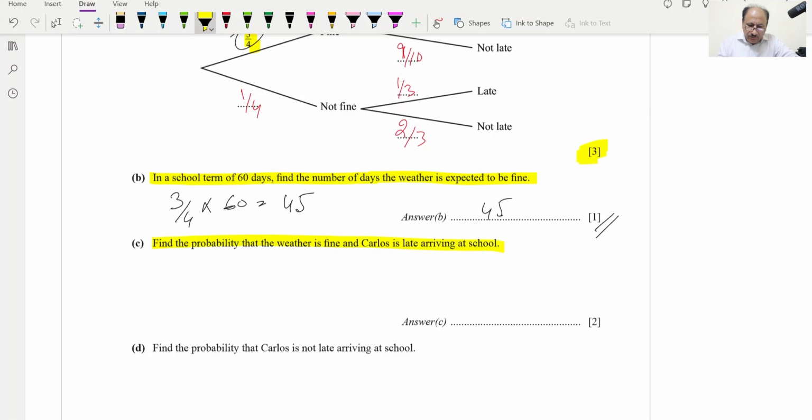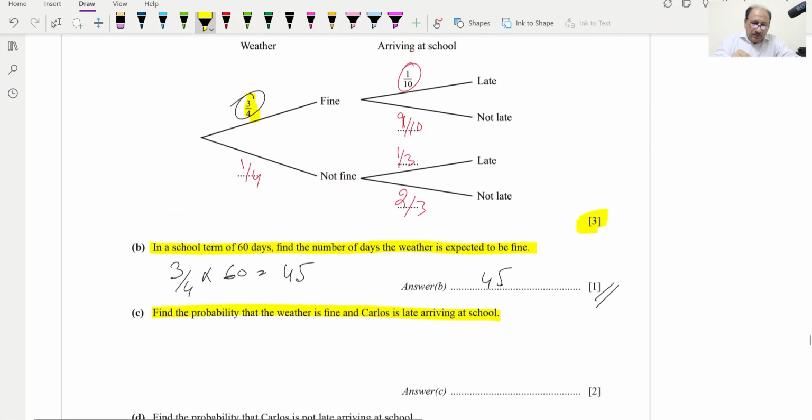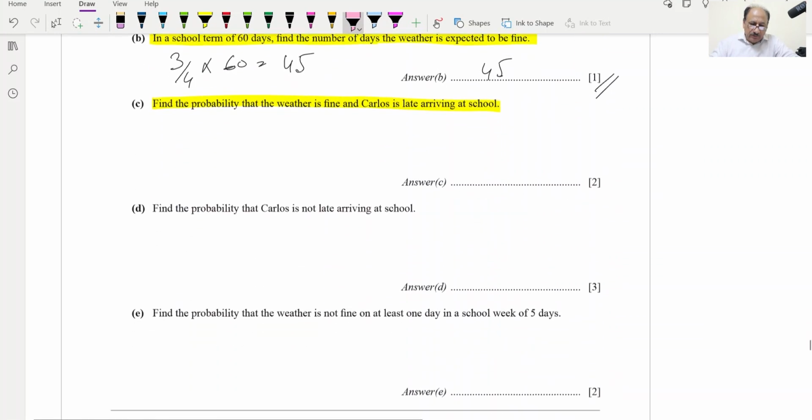Find the probability that the weather is fine and Carlos is late arriving at school. So fine and late will be this route. So 3 by 4 into 1 by 10, and the probability will be 3 over 40. So 3 over 40, this will be 2 marks.